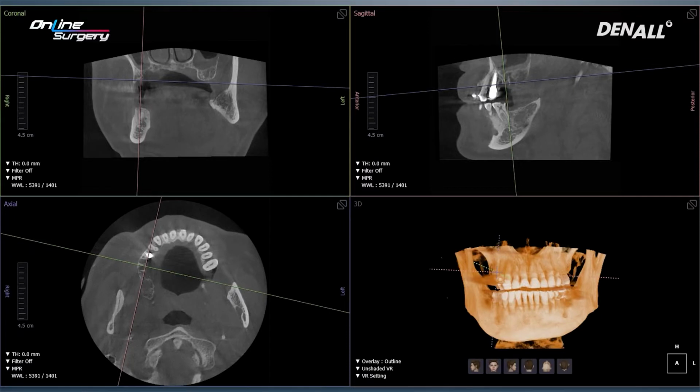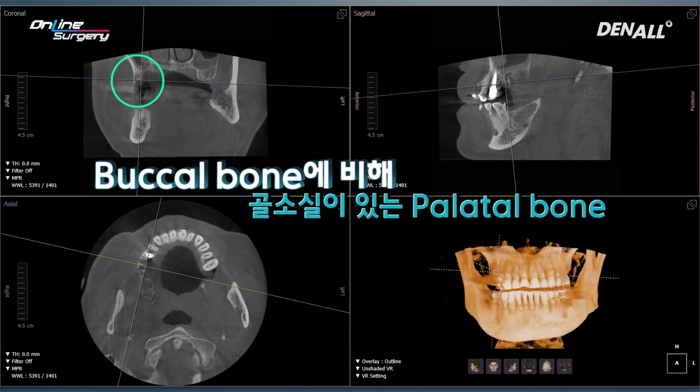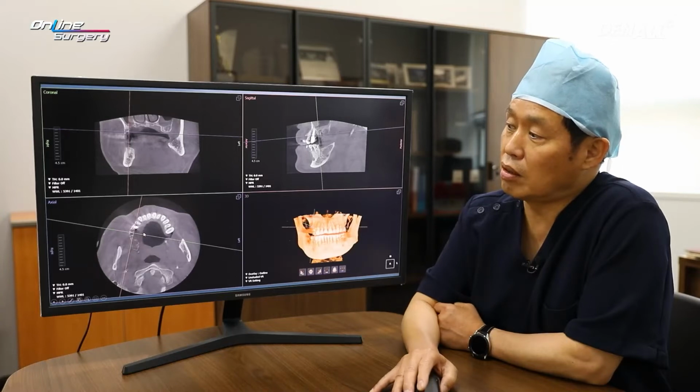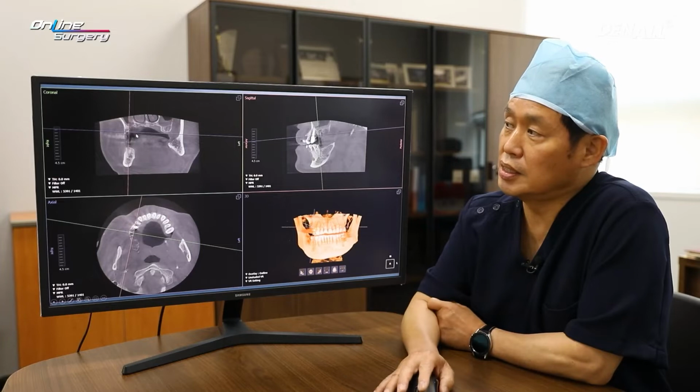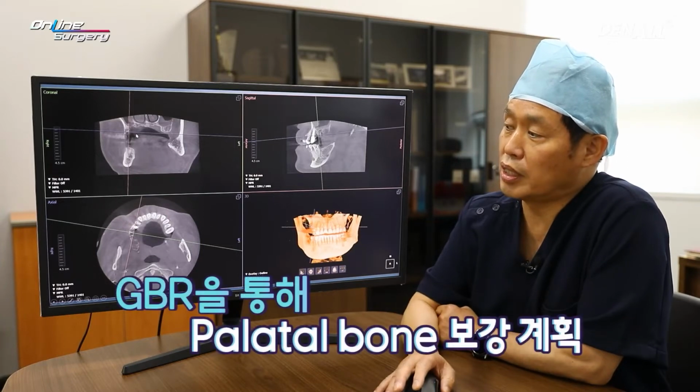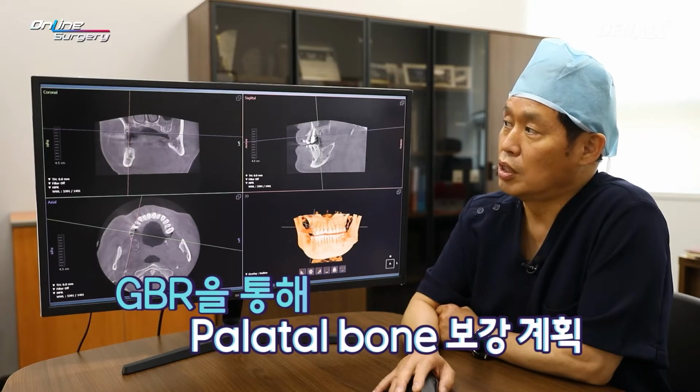Let's look at the CT on number 16 on the buccal side. There's a lot of residual bone. I think when extraction was done in the past on the palatal root, there might have been a very severe lesion. Palatal bone has been lost a lot on CT. I decided to place the implant around the buccal bone, and on the palatal side, bone graft and GBR was planned to augment palatal bone.